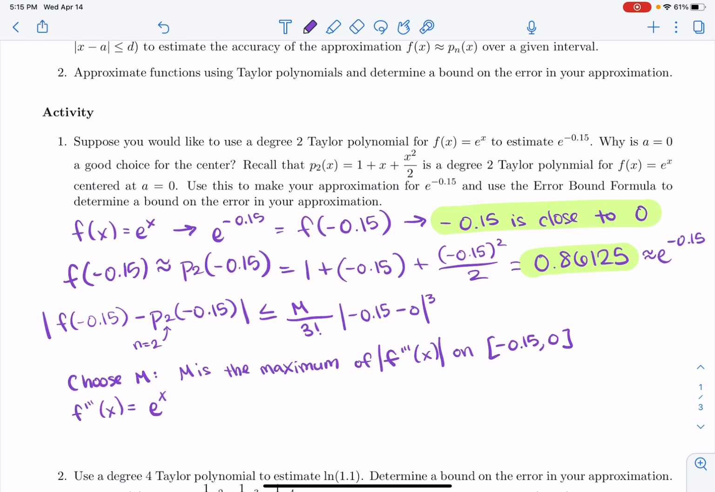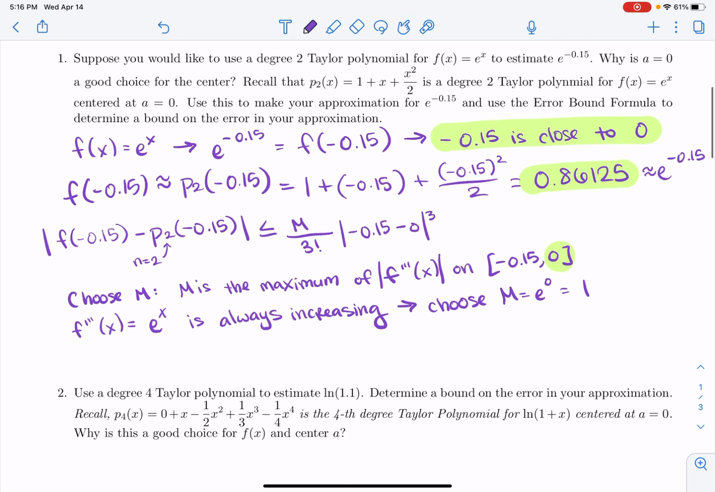Okay, so what do we know about e to the x? E to the x is always increasing. So that means that e to the 0 will be the largest value on this interval. So I'm going to choose M equals e to the 0, which is the upper bound of this interval, and e to the 0 is equal to 1.